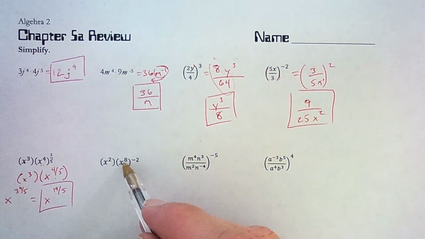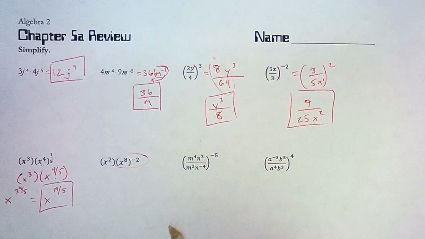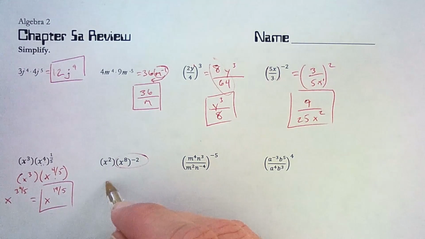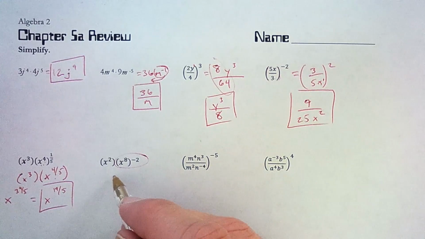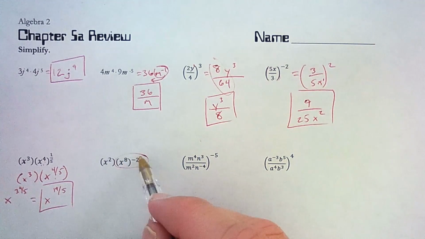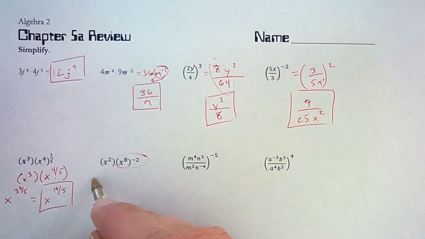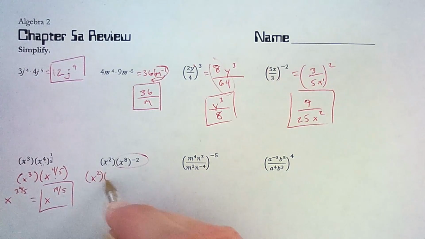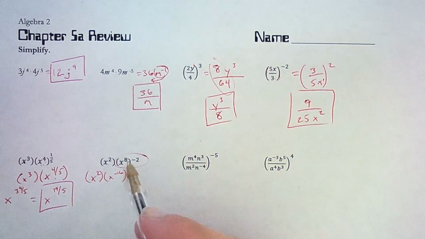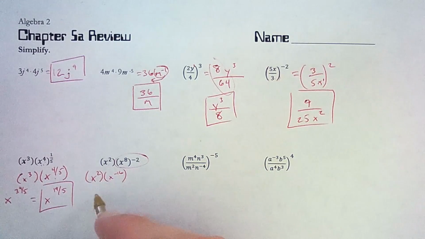Here we have x squared times x to the 8th to the negative 2. We're going to have to take care of that first. So there's a couple different ways we can go about it. We could do x to the 8th to the negative 2, so that would be x to the negative 16. Then we could add the powers. So if we do it that way, we've got x squared times x to the negative 16, 8 times negative 2. Then we add the powers, and we've got x to the negative 14. And because that's negative, we'll have to move this to the denominator, so that would become 1 over x to the 14th power.